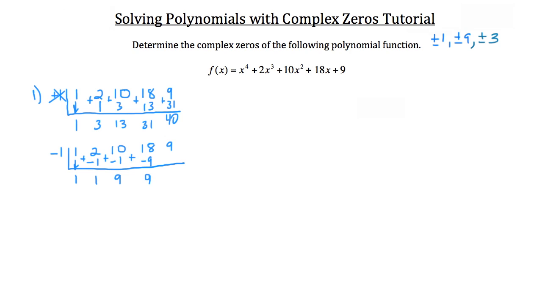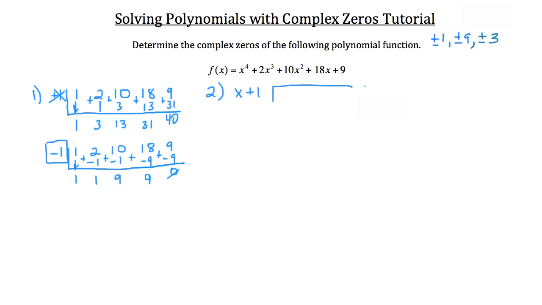9 times a negative 1 is negative 9. And 9 plus a negative 9 is 0. So that tells us that negative 1 is going to be one of the roots to this function. We can use that knowledge to help us find the rest of the zeros. So let's go to step 2. Step 2 is to take that root in the form of x minus r, and since our root is negative 1, x minus a negative 1 is x plus 1, and we're going to use polynomial long division here.